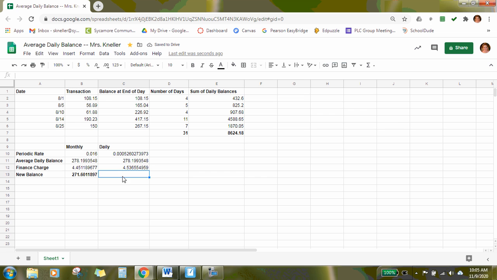Okay. Then we're going to do the same thing for the daily periodic rate. So we're going to hit enter. We're going to click on the balance that we did up above, C6, and then we're going to do plus, and then we will do our finance charge, and then we will hit enter. There we go. I'm going to make that bold as well, and that's our new total. So you can see the totals are very close, very similar. Really, it's only a difference of about 9 cents if we rounded, okay?